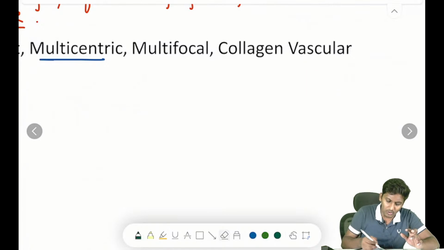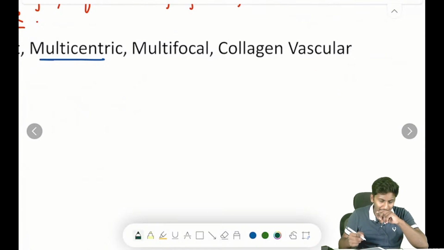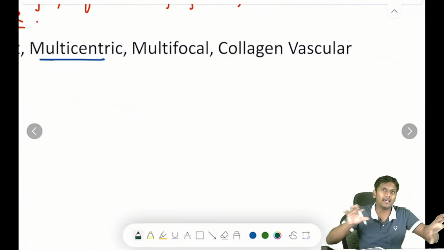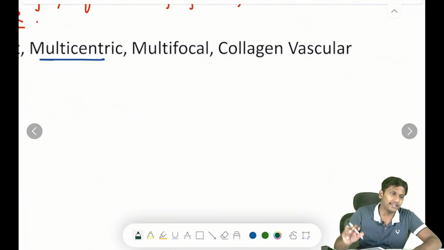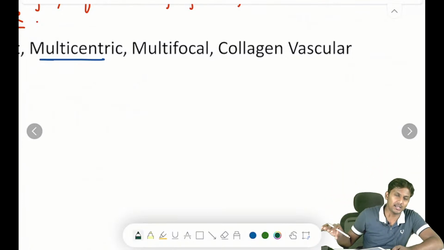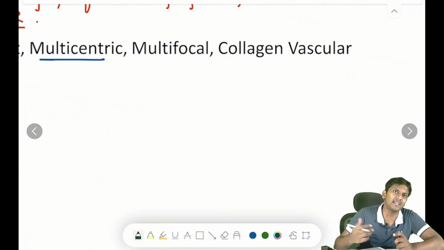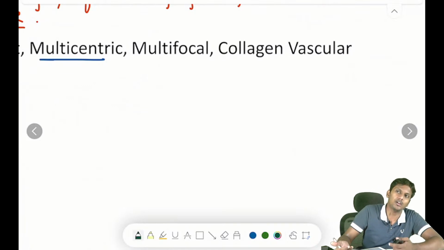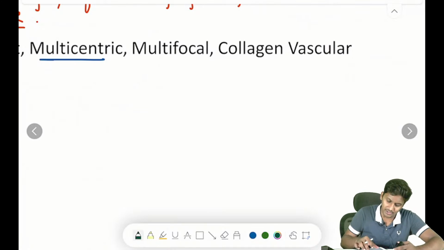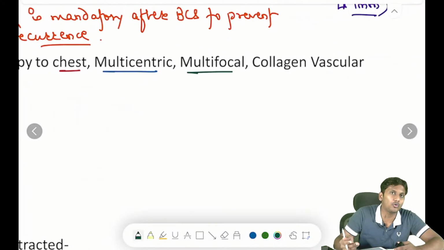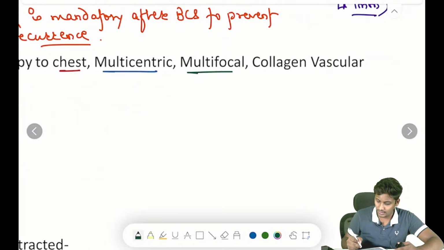Then what, on the other hand, what is multifocal? Multifocal मतलब एक ही quadrant involved है, but many foci are there. ठीक है, multiple foci are there. एक ही quadrant में there are multiple lumps which are there. So again, in that condition, a lot of breast tissue has to be removed, and again it will not be useful to do a breast conservation surgery in this patient. So multicentric, multifocal breast cancers, BCS is contraindicated.